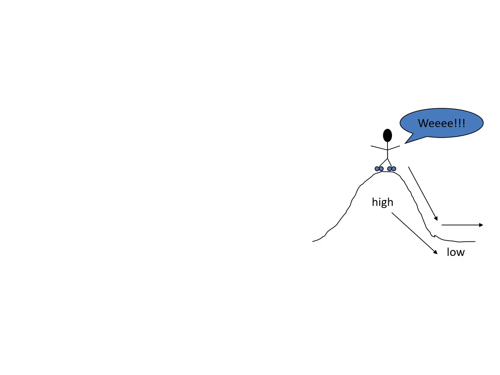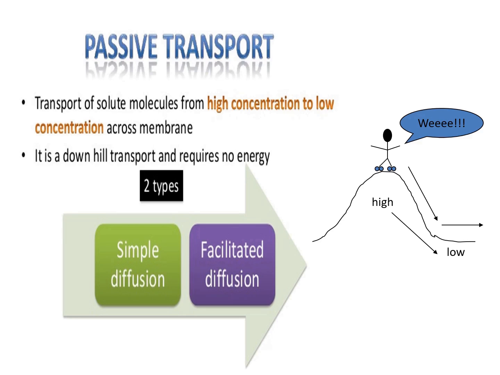The picture shows a person standing up the hill. There is no need of energy to come down, whereas there is need of energy to climb up the hill. Here, passive transport moves solute molecules from high concentration to low concentration across a membrane. This clear picture can also be mentioned in this answer, because high concentration to low concentration is a keyword we'll be expecting in this point. So it is a downhill transport and requires no energy.